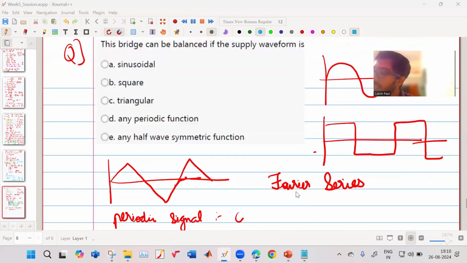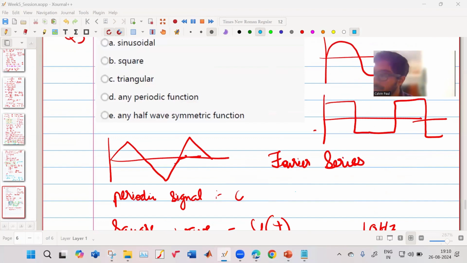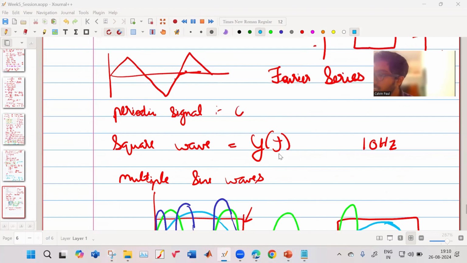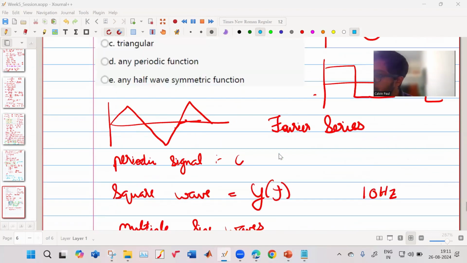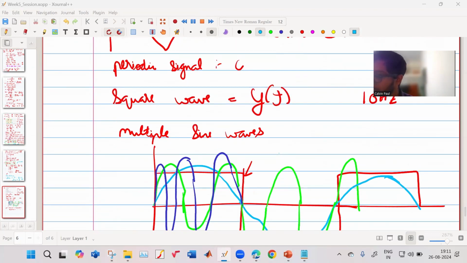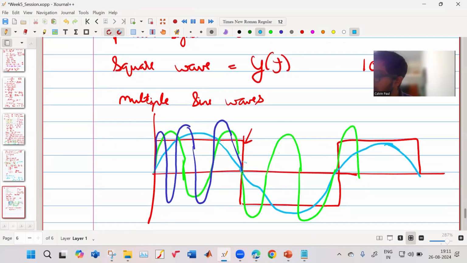So first we realize that it is a periodic signal. Yes, so it is a periodic signal. We consider the example of a square wave. Fourier discovered that the square wave can be written in terms of multiple sine waves. So we have this sine wave. This is the first sine wave.